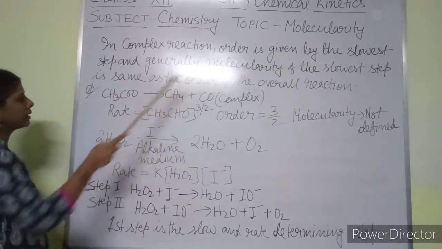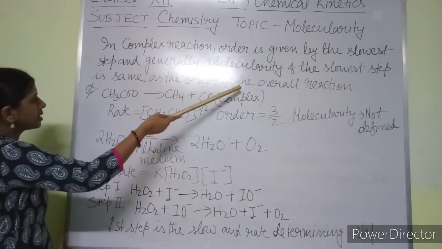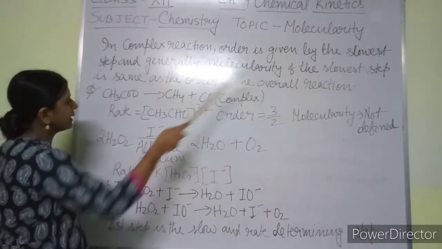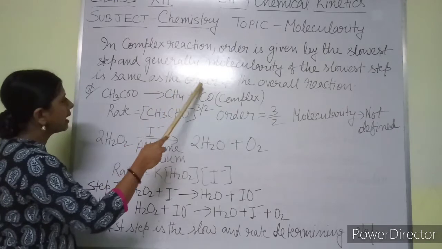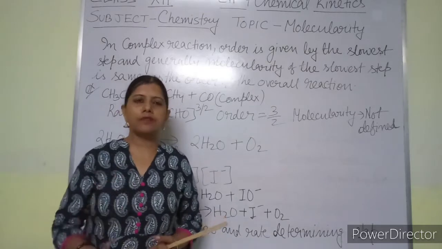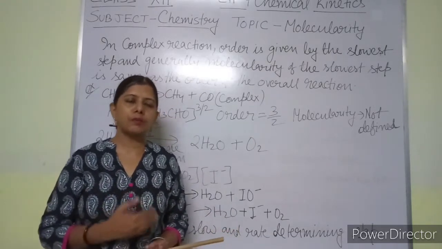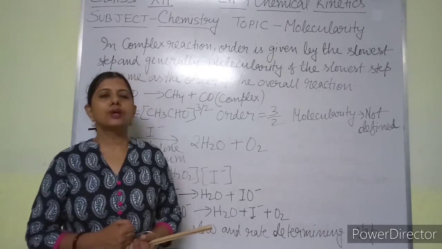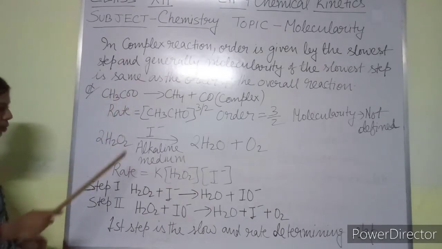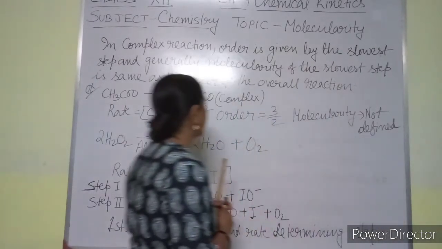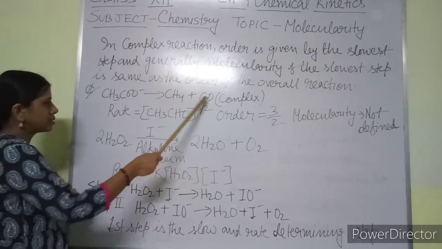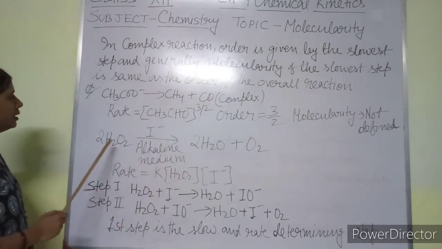And generally the molecularity of the slowest step is the same as the order of the overall reaction, and that is what is known as the molecularity of the reaction. One example of a complex reaction I am showing you, where you cannot define the molecularity. The reaction is CH3COO⁻, it is an ion definitely. So it is broken into two parts, CH4 and CO. This is also an ion. This is a complex reaction.